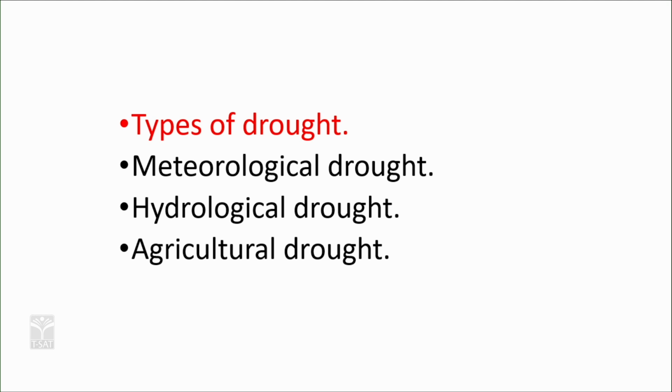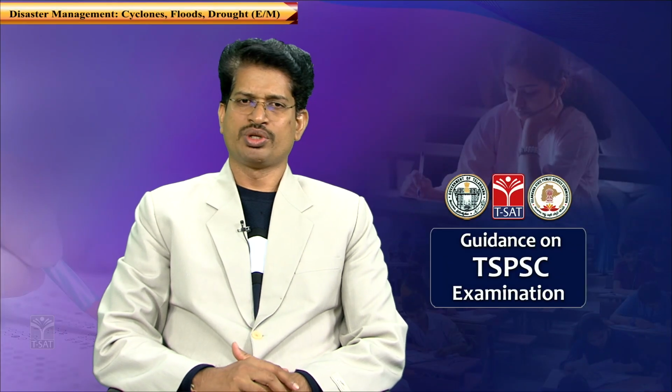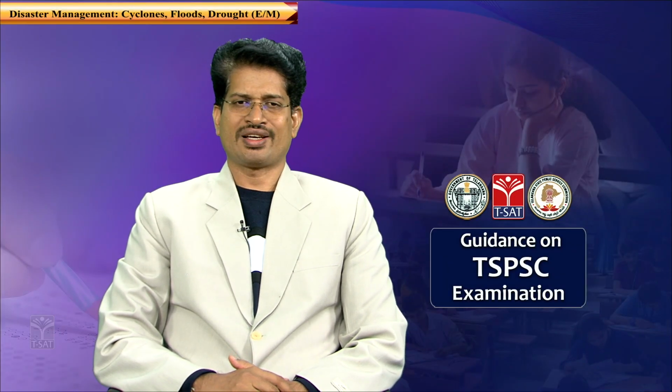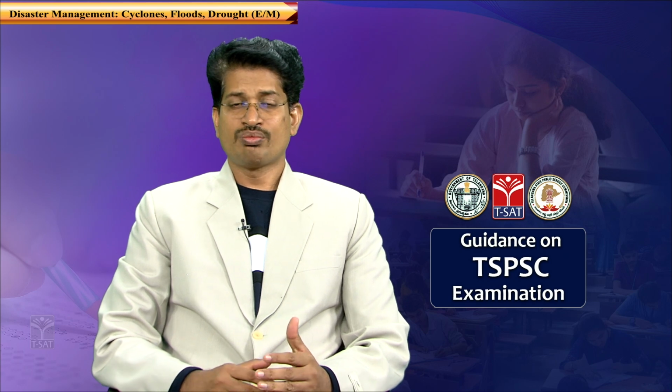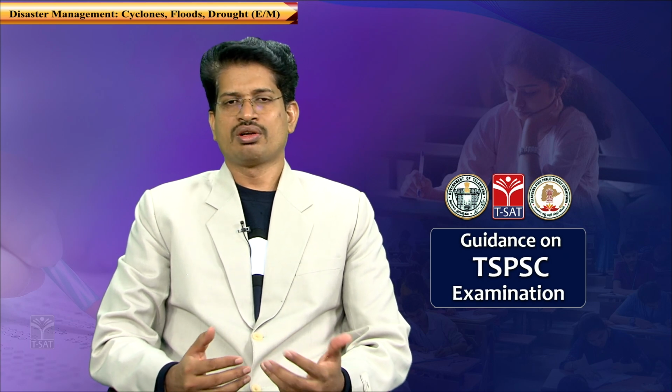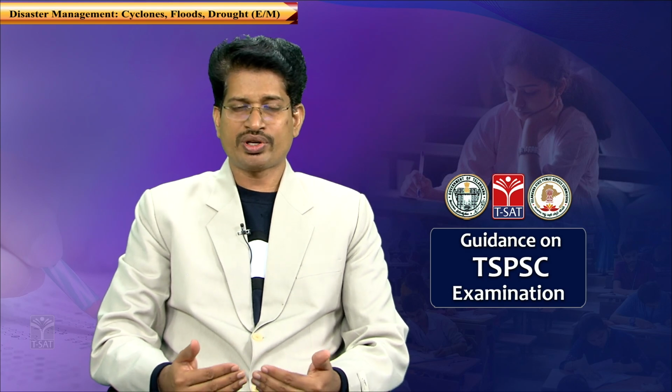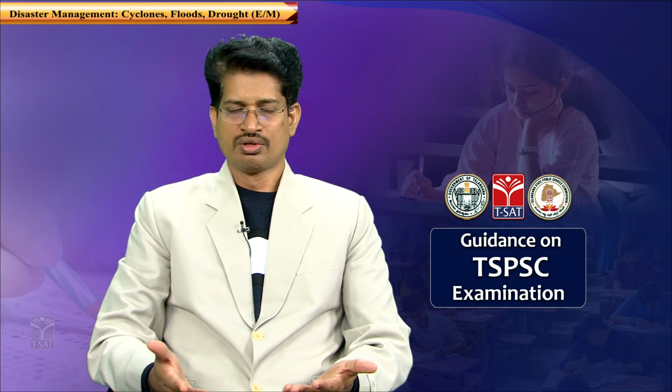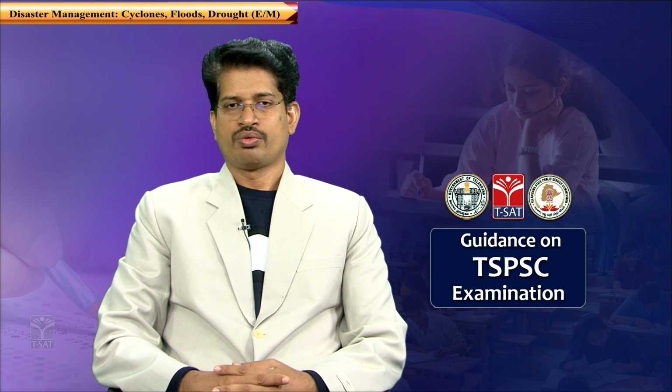So, how is drought being classified? Drought is being classified into meteorological drought, hydrological drought and agricultural drought. So, what is the difference between these? In the case of meteorological drought, which is related to weather and climatic conditions in the atmosphere, where the moisture available for precipitation in an ecosystem is less, it leads to meteorological drought.